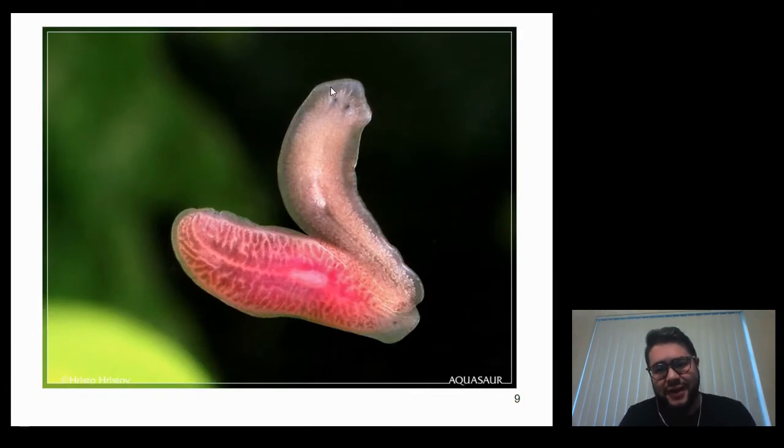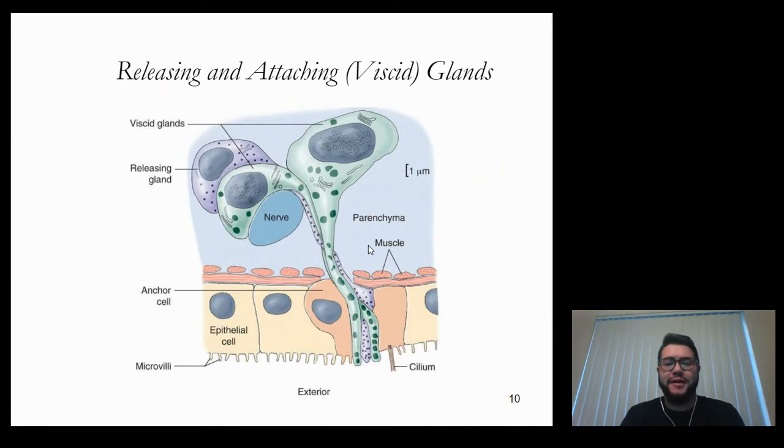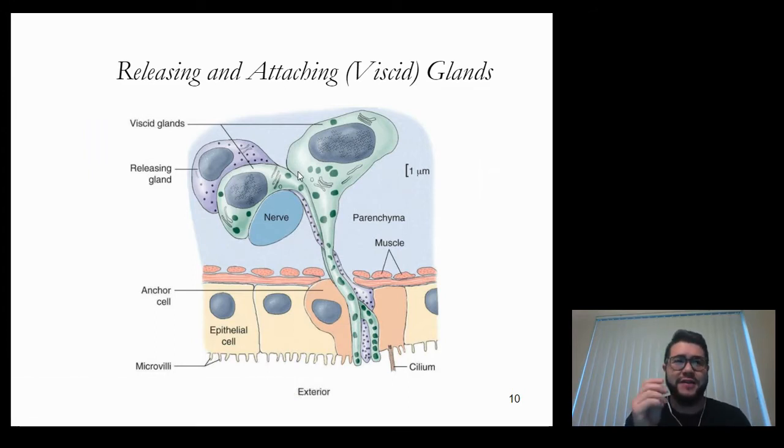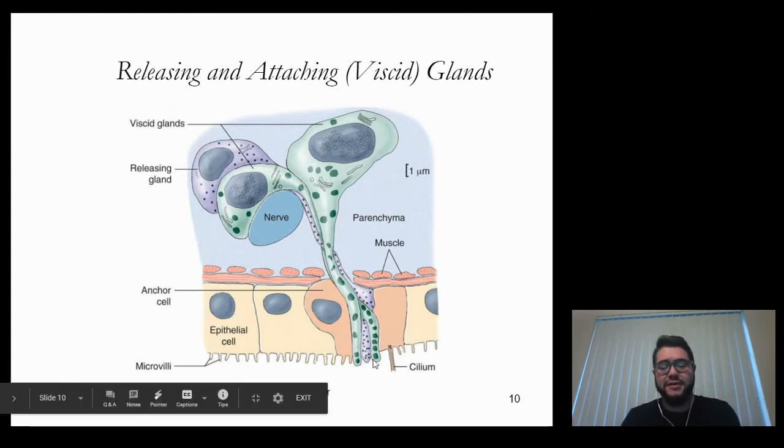So here's what they look like. You can see an eye spot at the top. You can also see, kind of running along the side, the flame cells and nerve cells that actually make up part of its body. They are able to attach to the substrates. So they have these attaching and releasing glands, which secrete a viscid liquid, almost like glue, that allows them to stick to the substrate.